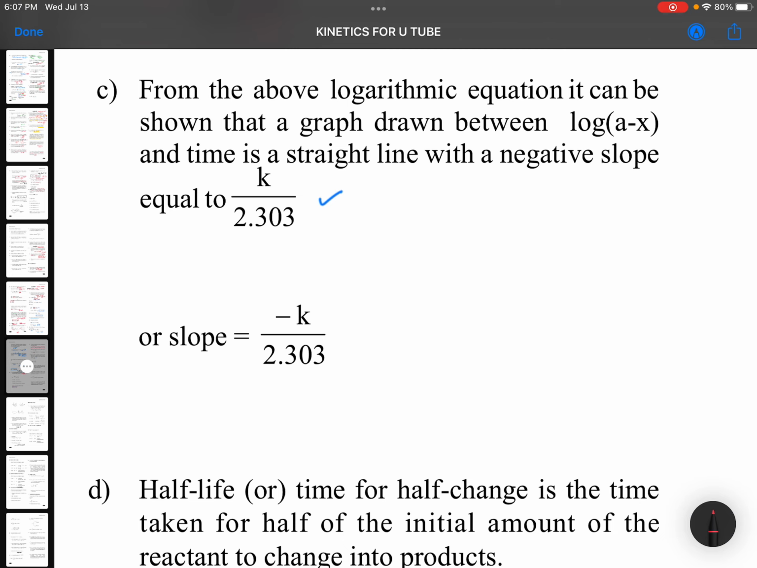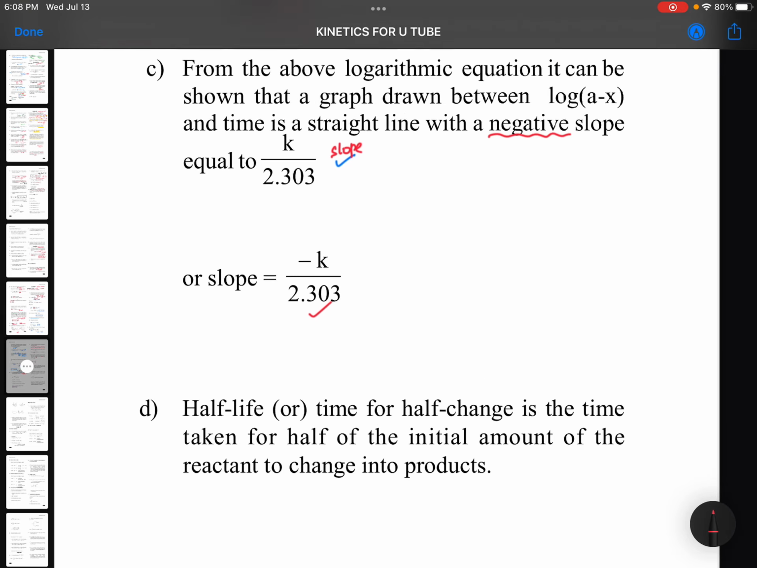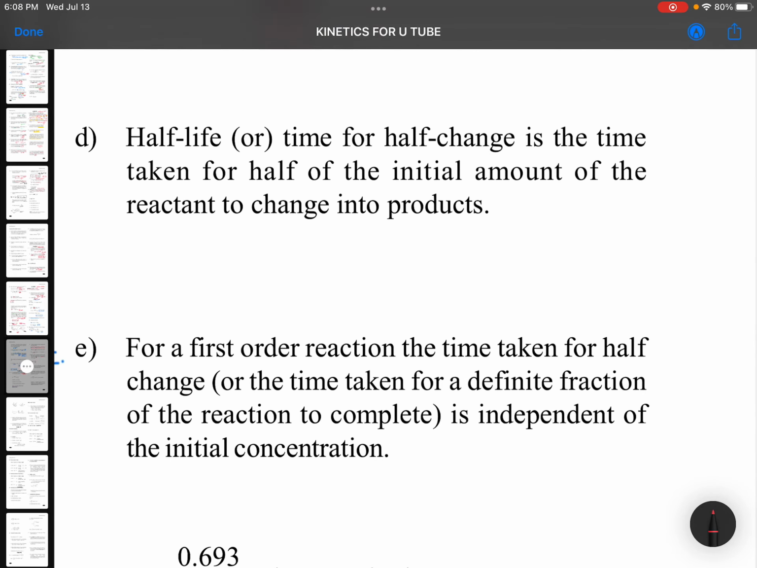From the above logarithmic equation, that is K is equal to 2.303 by t log a by a minus x, it can be shown that the graph drawn between log a minus x and time will be a straight line with a negative slope, that is equal to K by 2.303. This is the slope, negative slope. So slope is equal to minus K by 2.303. That graph also we'll discuss in detail.